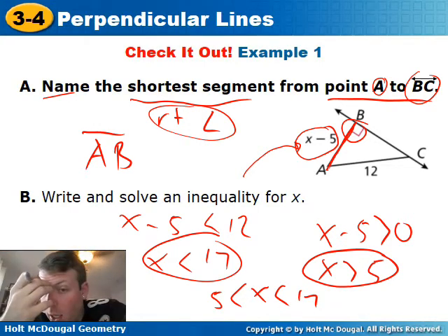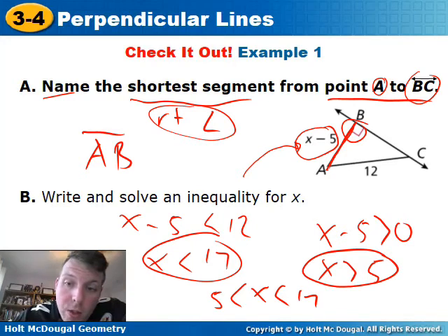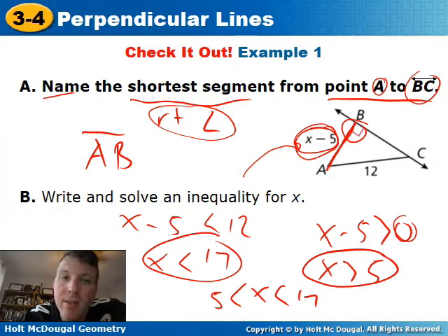So let me go over that again. Since we actually had the shortest segment as having an expression of x, that means I had to set it up like this, where the shortest segment was less than 12. That's fine, but we also have to make sure we state that this has to be bigger than 0, because if I don't, I'm going to start to get negative distances for AB, and that's not true in geometry. We can't have negative distances in geometry.